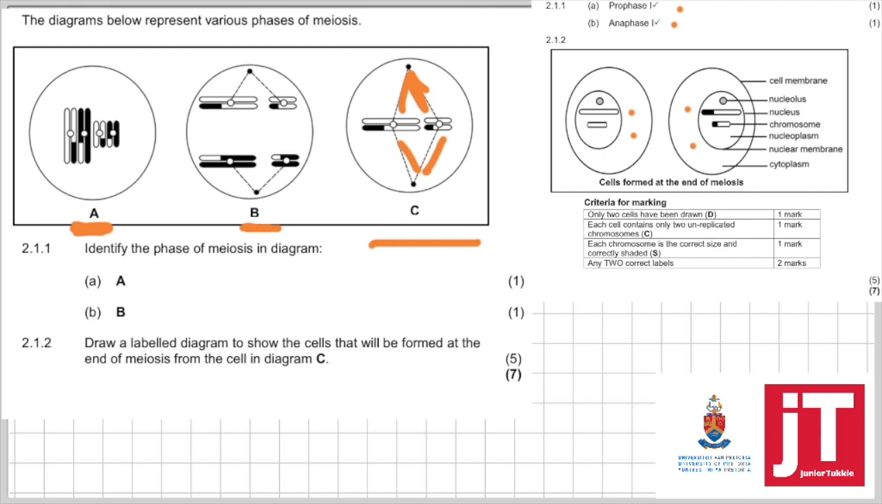So what did they want? They wanted you to draw the two cells, where each cell contains unreplicated chromosomes. They're the correct size, and then any two correct labels.